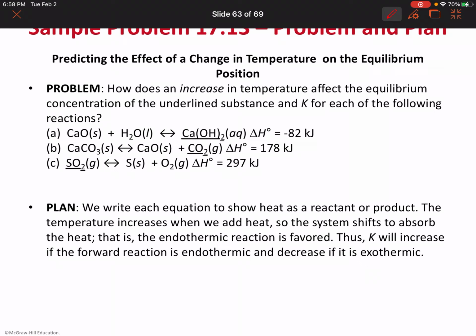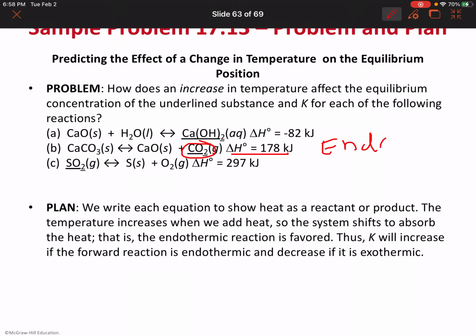What happens if you increase the temperature? What effect would it have on the concentration of carbon dioxide, right? Now the delta H is given as 178 kilojoules. Now look at the sign of the delta H. Is it exothermic or endothermic? It's positive, meaning it is an endothermic reaction.